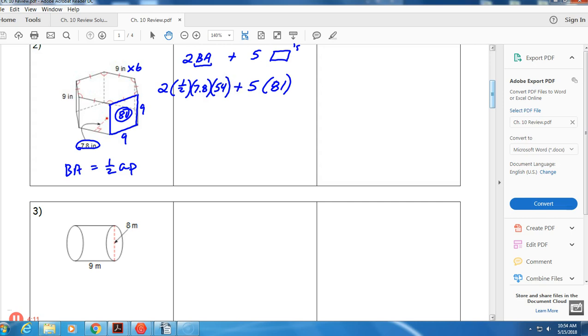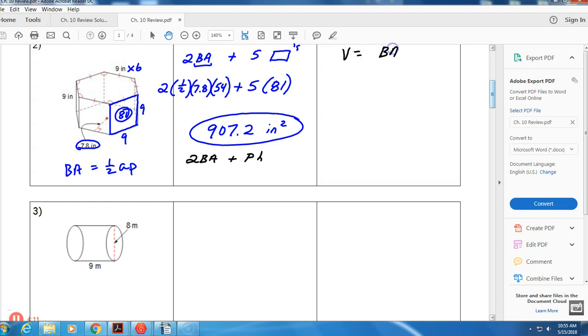And then we're going to add that to the 581s, and I believe that comes out to be somewhere around 907.2 square inches. Remember, surface area is always square units, volume is always cubed. And again, if you prefer the formula, you could have used 2 base areas plus perimeter times height. That totally would have been acceptable. That would have worked.